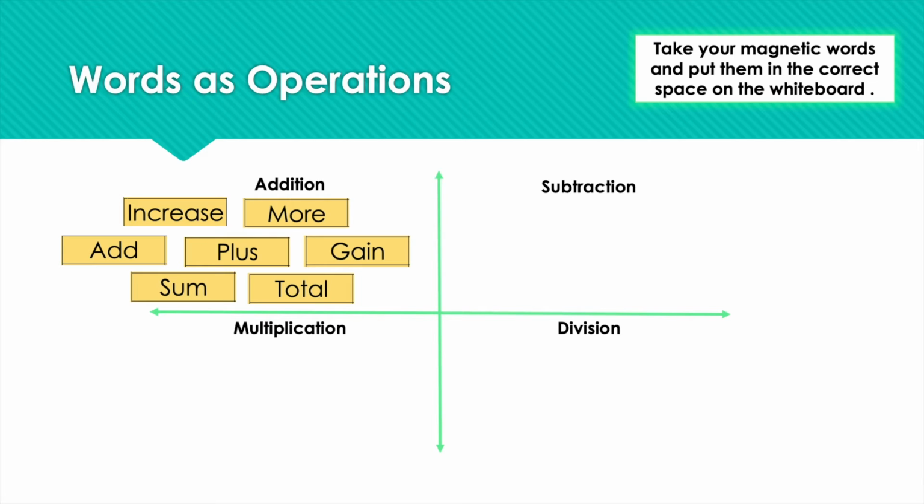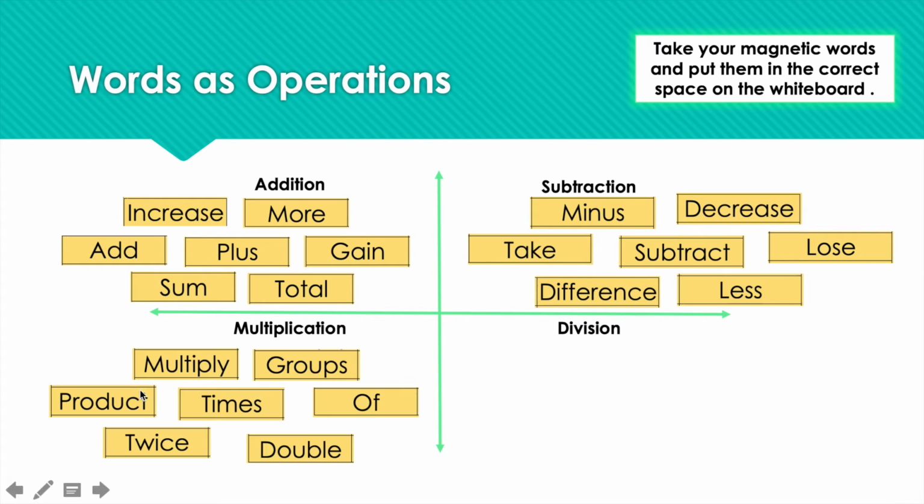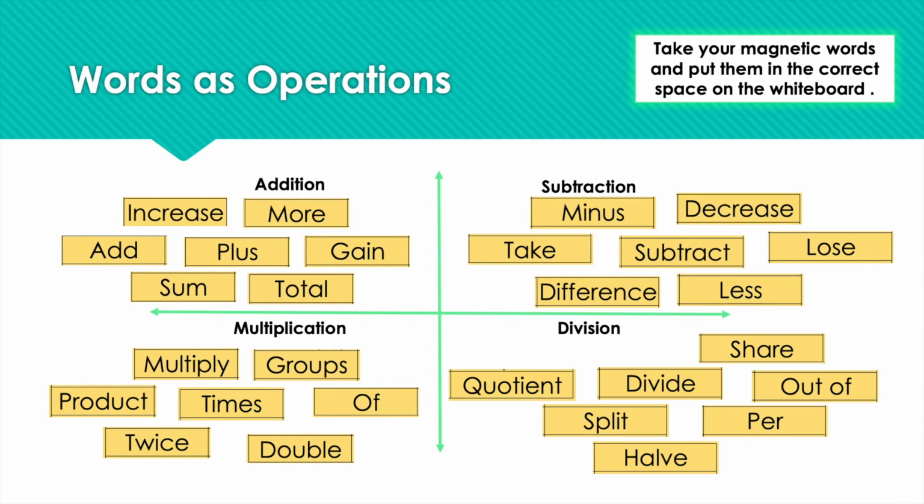So in addition, you should have had increase, more, gain, add, plus, sum, and total. In subtraction, minus, decrease, take, subtract, lose, difference, and less. In multiplication, multiply, groups, product, times, of, twice, and double. And in division, quotient, divide, share, out of, split, per, and halve.